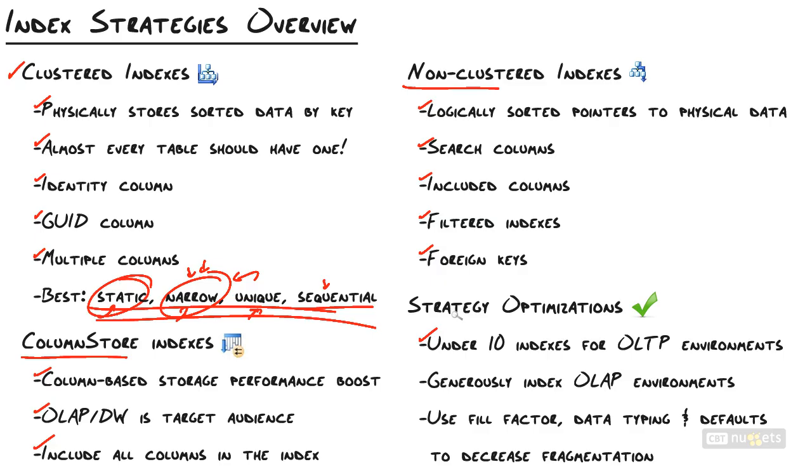Now, this will change depending on the type of table you're indexing. If you're indexing a table that is very rarely hit with inserts and updates and deletes, then you could probably go a little above 10. On the flip side, if you have a table that's extremely busy, then you probably want to go far less than 10. But generally, a good rule of thumb is 10 indexes or less for OLTP environments.